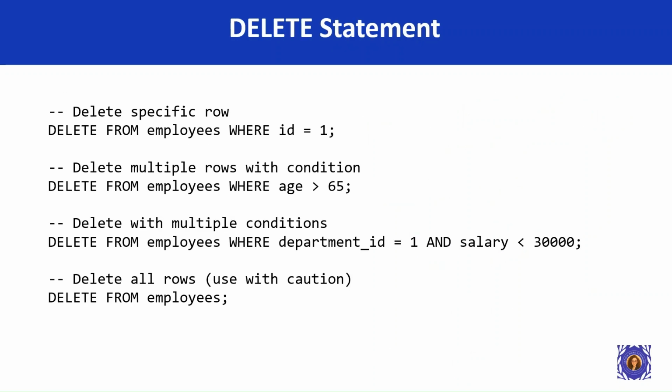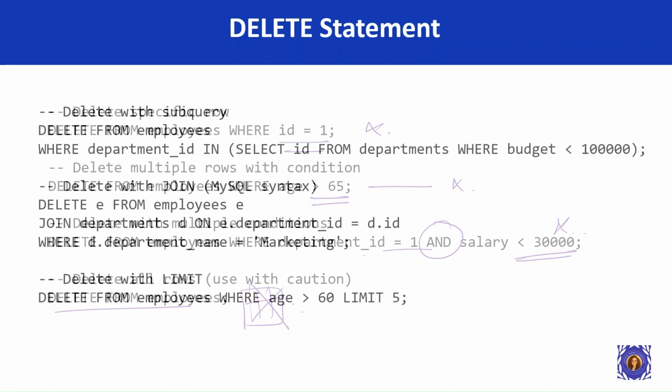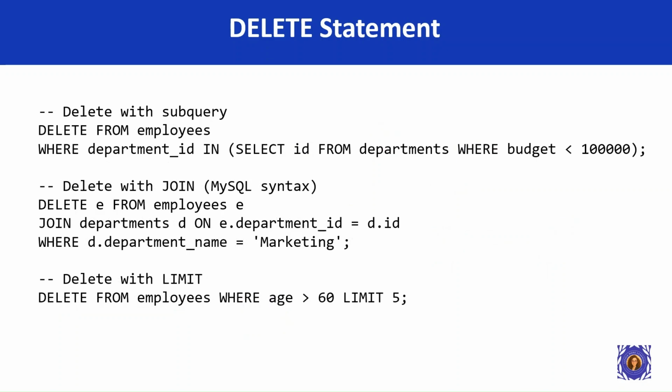Then the delete statements. Like if you want to delete a specific row, we can just specify that ID equals 1, it will be deleted. Where age greater than 65, all the rows will be deleted. Where department ID is 1 and that means both the conditions should be true and salary is less than 30,000, all the rows with such conditions turning out to be true will be deleted. Lastly, delete from employees, all the rows in the table will be deleted. Next is continuation, like with subqueries you can use, with joins you can also delete, and you can also limit, like only 5 rows can be deleted where age is greater than 60. That's how it works.